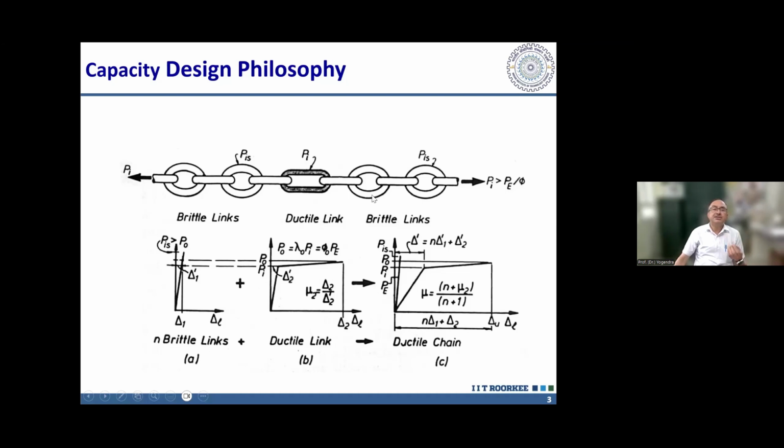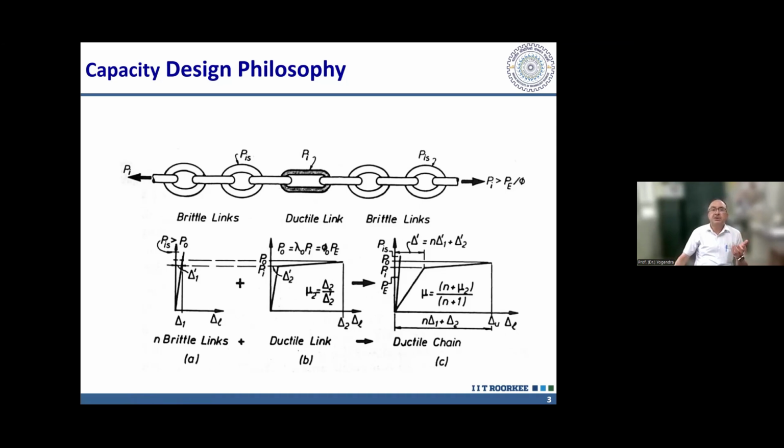This is the concept of capacity design, where these brittle links we are not making stronger than the earthquake force. Earthquake force can still be much larger, but we are making these brittle links stronger than the ductile link. And then the failure is located in this ductile link. In case of a structure, in the flexural failure of beams.